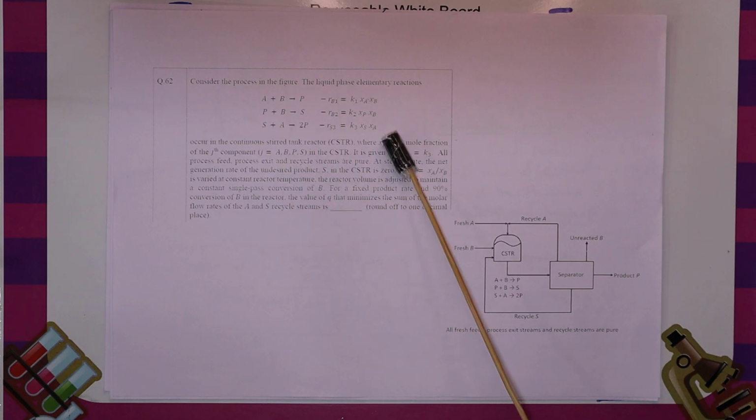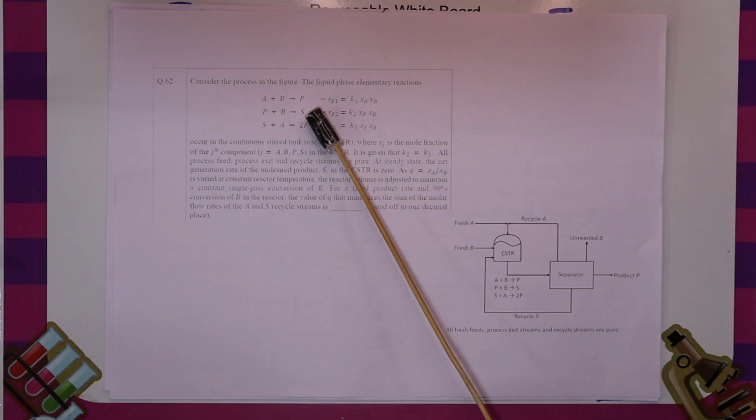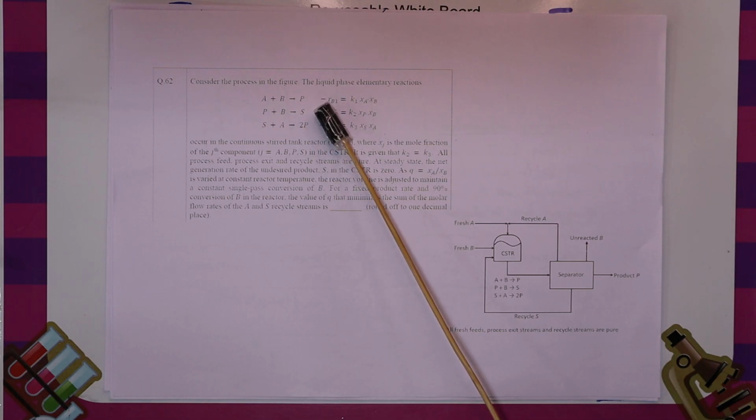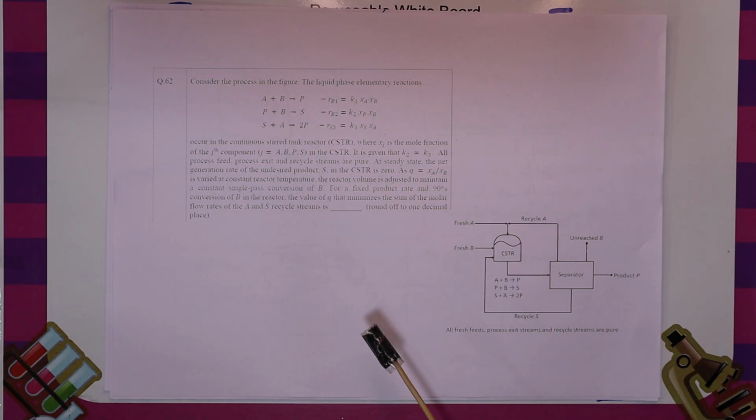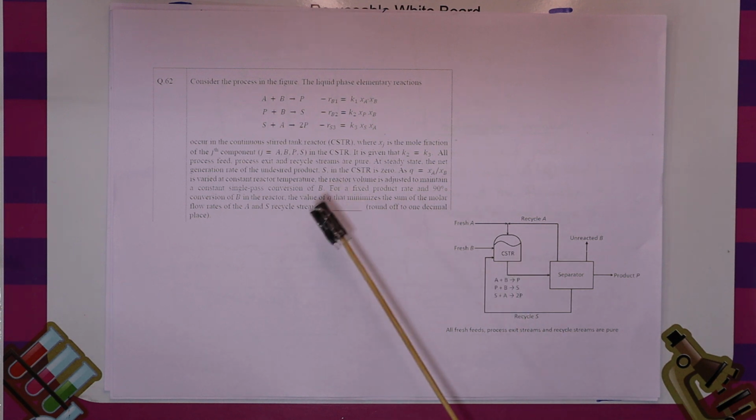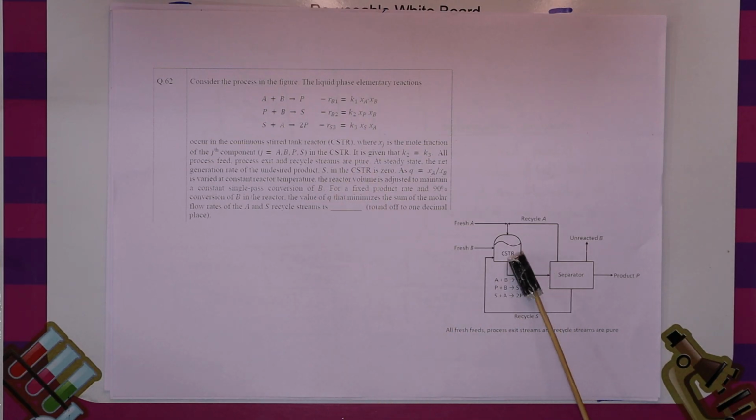It is given that everything happens in a CSTR. Among these, P is our main product, and S is a side reaction product happening in the reactor. This problem is a chemical reaction engineering cum optimization problem. You can see there is a separator which is recycling the unreacted S back to the CSTR. The separator also handles unreacted A, sending it back to the reactor through the recycle of A.